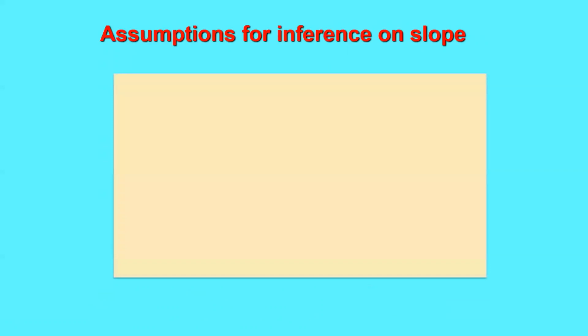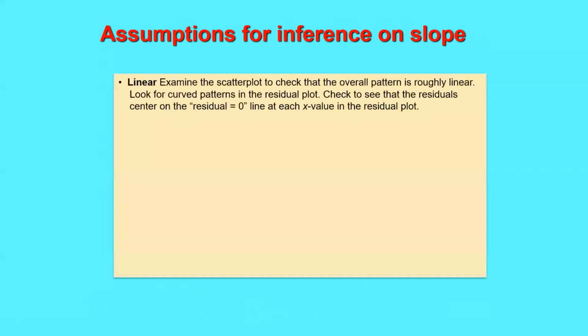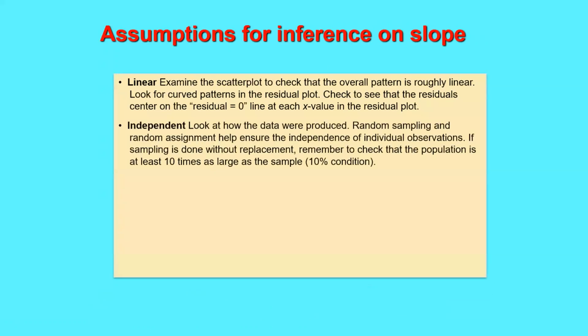So, assumptions for inference on slope. It first needs to be linear. Examine the scatter plot to check that the overall pattern is roughly linear. Look for curved patterns in the residual plot. Check to see that the residuals center on the residual equals 0 line at each x value in the residual plot. You need to see if it is independent. Look at how the data were produced. Random sampling and random assignment help ensure the independence of individual observations.